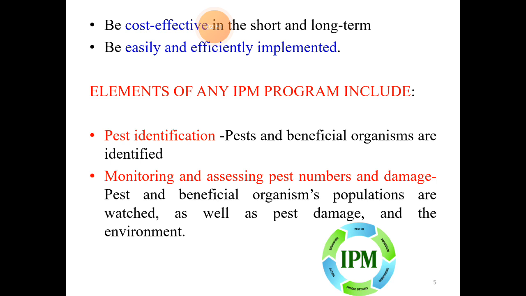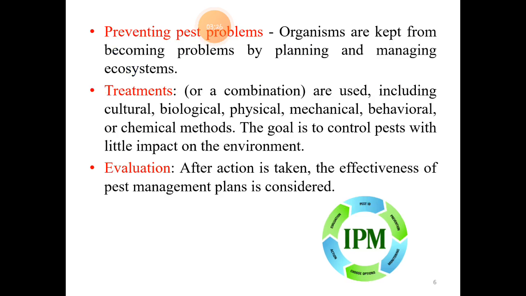Fine. Then how is this IPM executed? What are all the different stages that it includes? So the IPM program includes elements. Number 1, pest and host identification. Now, the next is monitoring the extent of damage induced by the pest. The next one is preventing pests by planning and managing the ecosystem.